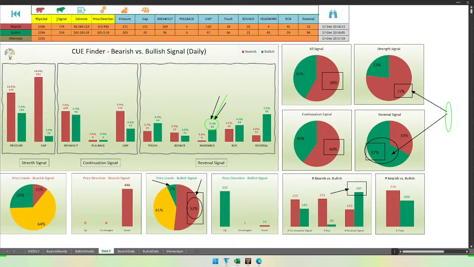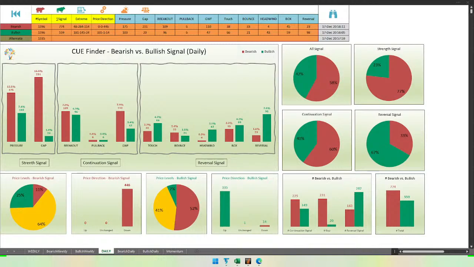All these things are coming together. The percentage of bullish headwinds being significant in daily, reversals being bullish, and most of the bullish signals coming from price extreme low. They are all pointing to possible reversal trades at low price level.